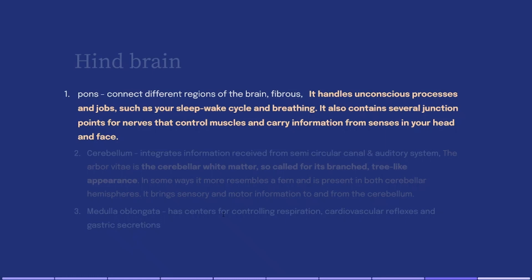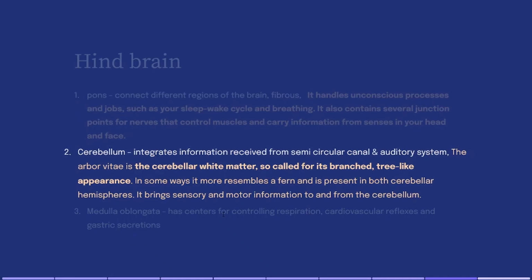But if there is hindbrain in the option, you can just mark hindbrain. Coming to functions of pons, pons connect different regions of the brain, and it is fibrous. That is given in NCERT. What is not given in NCERT is that it handles unconscious processes and jobs such as sleep-wake cycle, breathing. It contains several junctions which point to nerves that control muscles and carry information from sensors in your head and face. So pons has certain nerves which carry information from head and face.